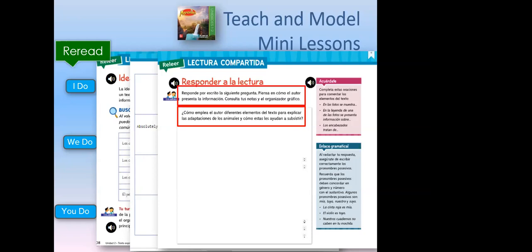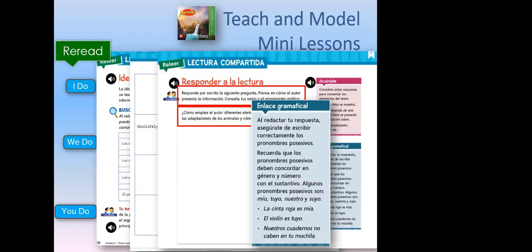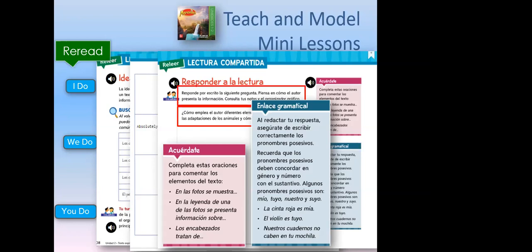Aquí you also are going to see enlace and grammatical, so your grammar of how you would infuse grammar instruction into this response, as well as acuérdate. These are sentence starters that are gonna help your students even start a response to that little prompt as it relates to that graphic organizer. So a lot of built-in support, mucho, tiene mucho soporte para los estudiantes, mucho apoyo para los estudiantes en todos los puntos de la instrucción.